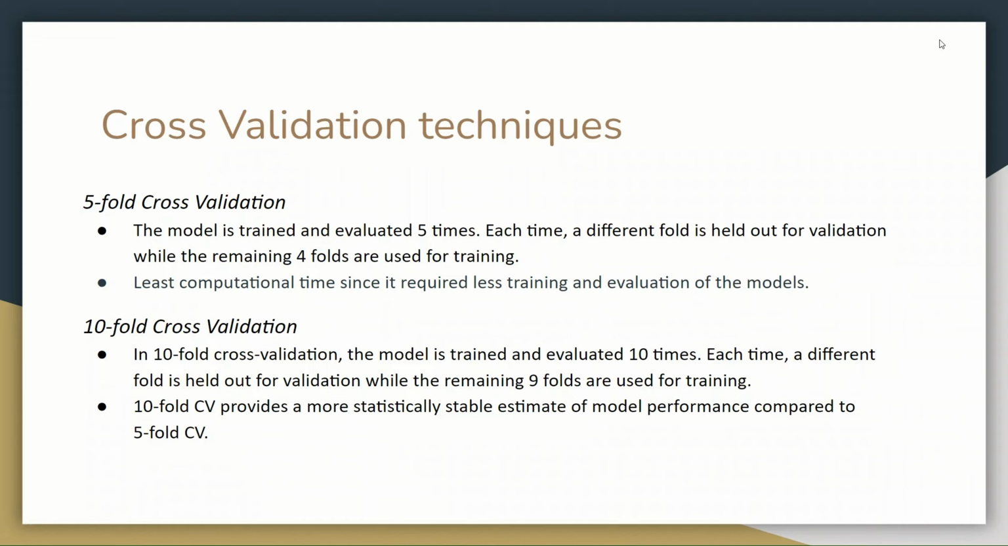Secondly, we had the 10-fold cross-validation. In the 10-fold cross-validation, the model is trained and evaluated 10 times, and each time a different fold is held out for validation while the remaining 9 folds are kept in training. With the 10-fold cross-validation, there's more statistical stability in estimating the model's performance compared to the 5-fold.